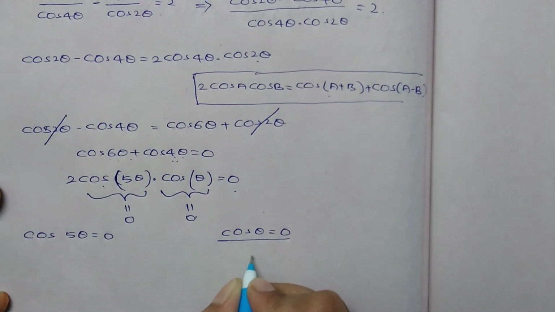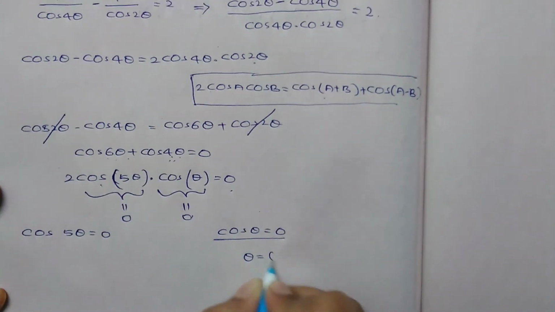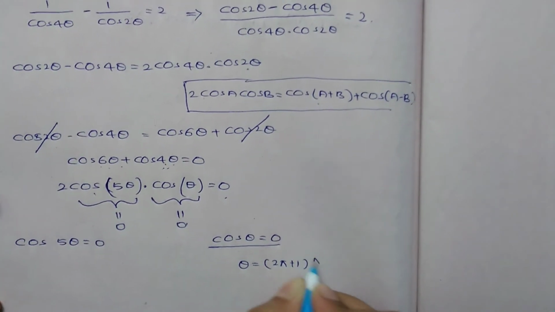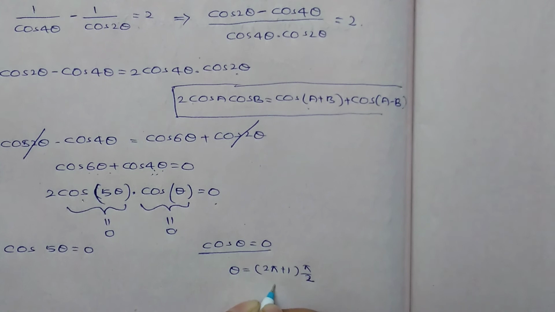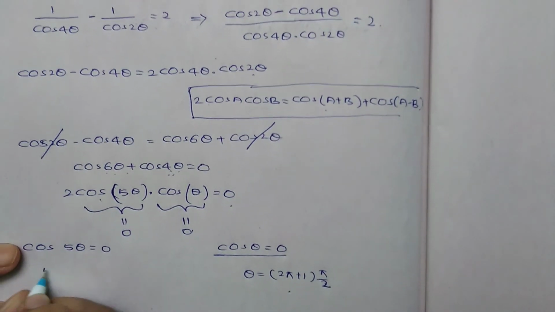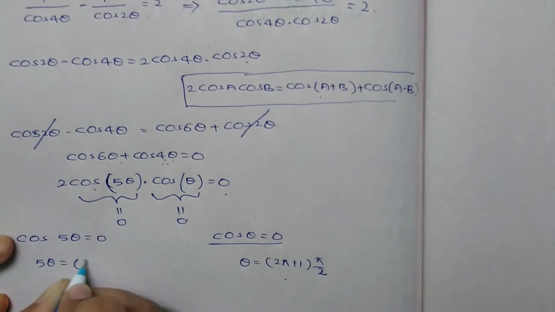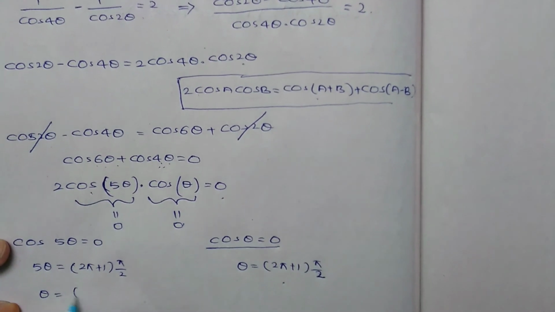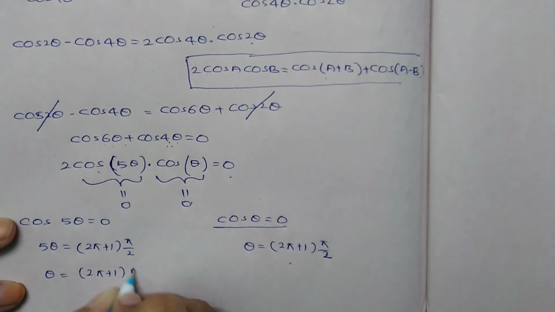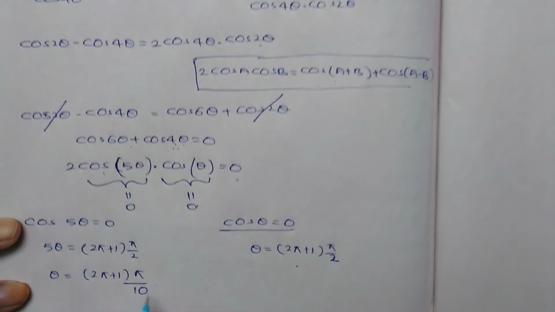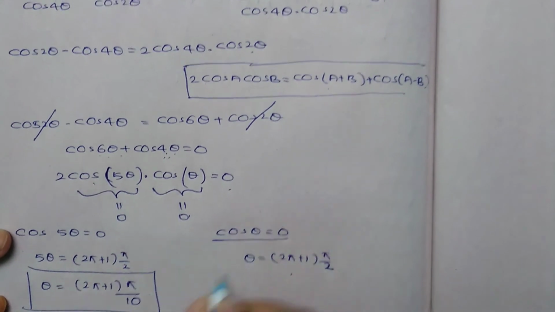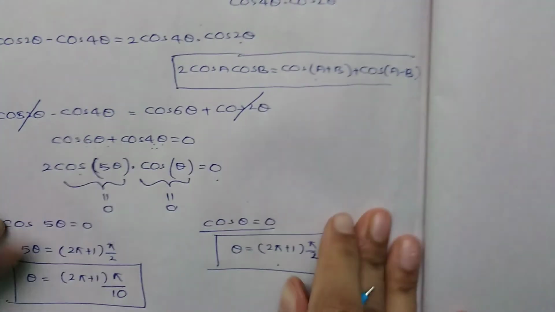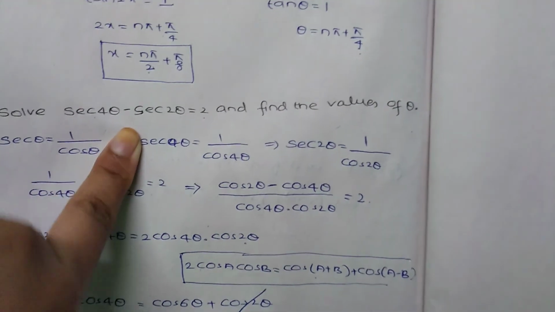Okay, cos theta is equal to 0 happens when theta is equal to (2n plus 1) into pi by 2. Yes, same goes here. 5 theta is equal to (2n plus 1) into pi by 2. Theta is equal to (2n plus 1) into pi by 10. So these are the values of theta for which this condition will be satisfied.